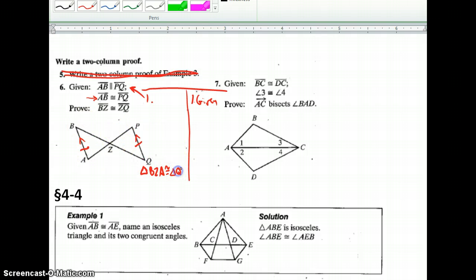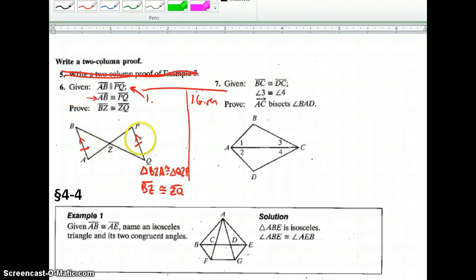Now, why did I flip the other one upside down? Because I'm thinking AIA angles with these parallels. And again, this is just a guess at this point. Because if I had that, then this comes out really easy. BZ would be congruent to ZQ. Well, here's another reason why I flipped it. BZ in one triangle has to go with ZQ in the other triangle. And if I didn't flip it around, I'd have BZ with PZ, and that doesn't work.